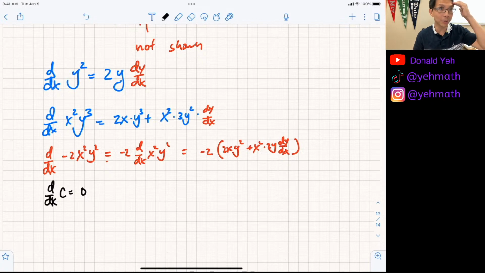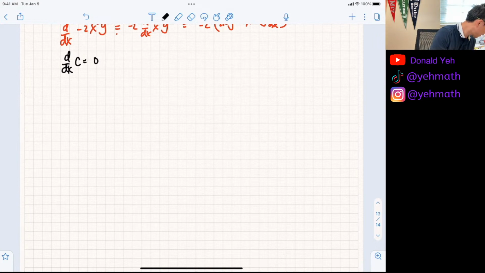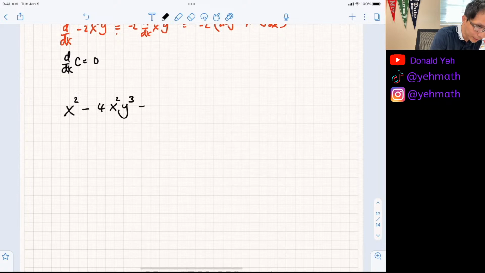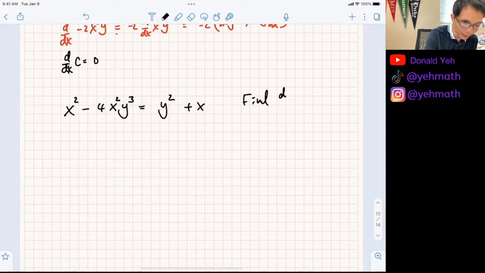You say, okay, let's do this. If I have an expression, let's just say this expression is x squared minus 4x squared y to the third equal to y to the second plus x. Yeah, something like that. And now say I want to take a derivative of this. I just find dy/dx. dy/dx is the derivative.